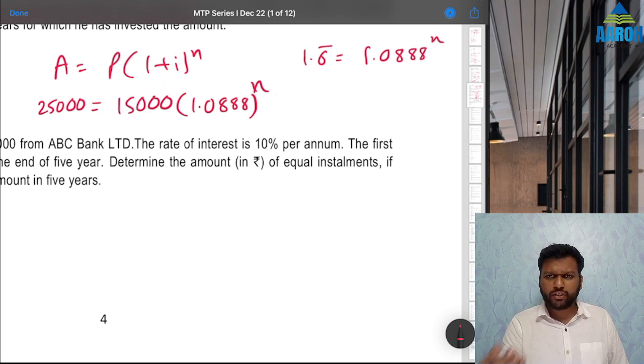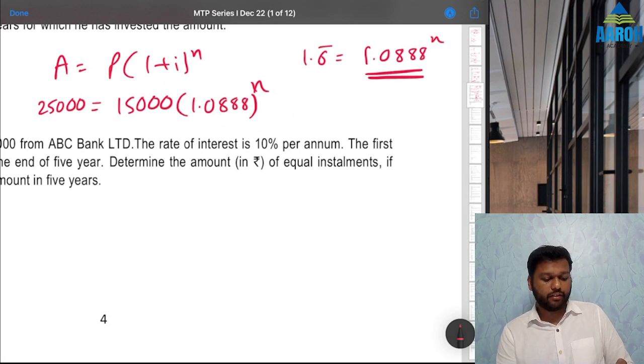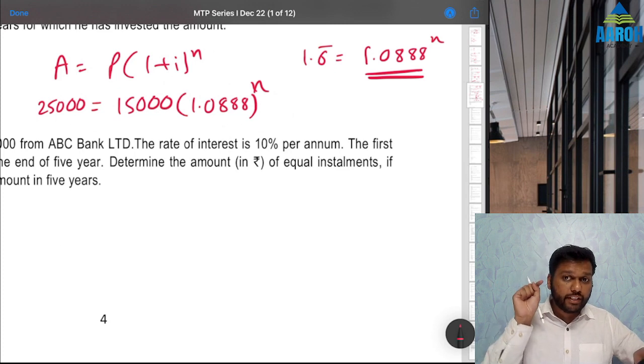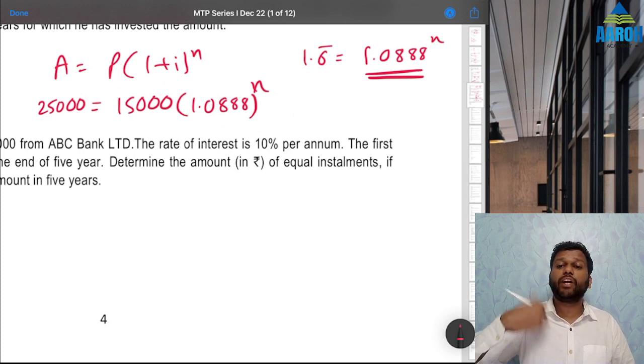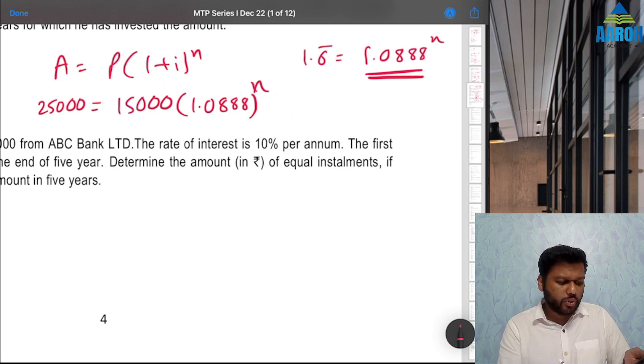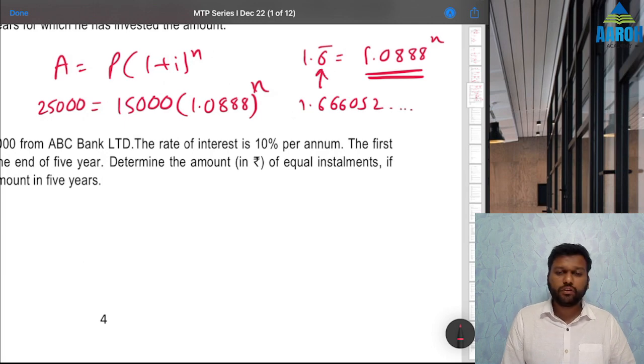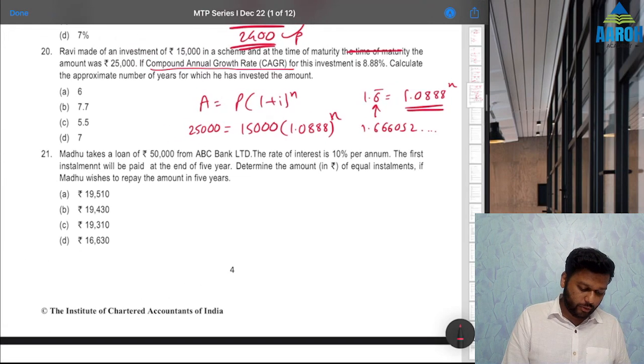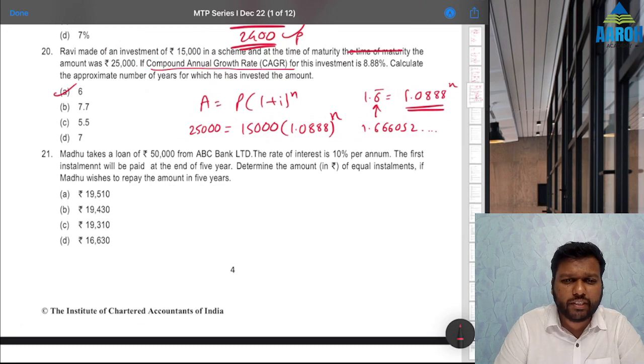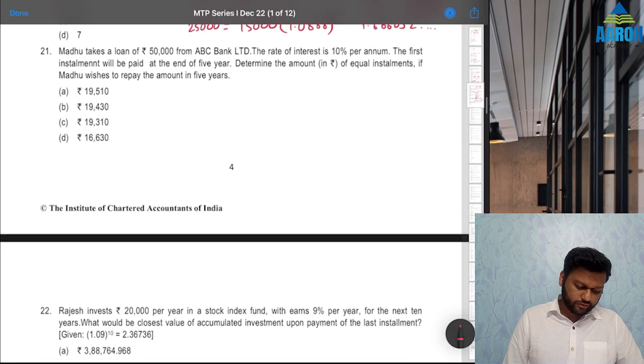Either you can go by options or take this on your calculator. 1.0888, press into and keep pressing equal to, because when we keep pressing equal to we get powers, right? So when we press equal to 1 time, this is the square, then this is raised to 3, again raised to 4, 5, 6. So raised to 6, that gives us 1.666052 something, right? So close. So it is 6 years nearly. Option A is the correct answer. Approximate, obviously not exact.